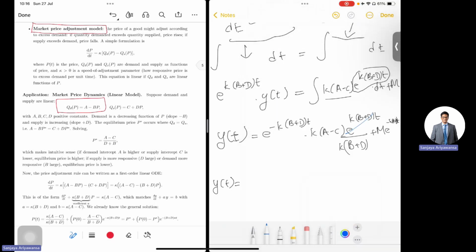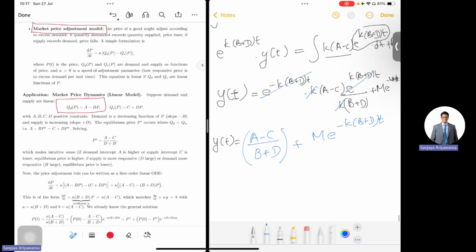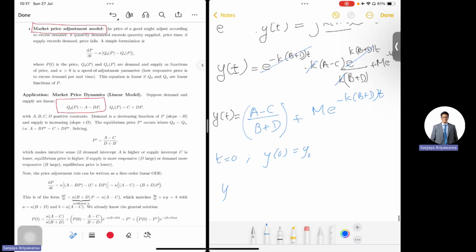So for example, e to the power k times (b plus d) times t cancels out with the negative exponent. K cancels out assuming k is not equal to 0. So I'm left with (a minus c) divided by (b plus d) plus m times e to the power minus k(b plus d) times t. And assuming, let's say at time t equals 0, y of 0 equals some value, y0, then I have y0 equals (a minus c) over (b plus d) plus m.